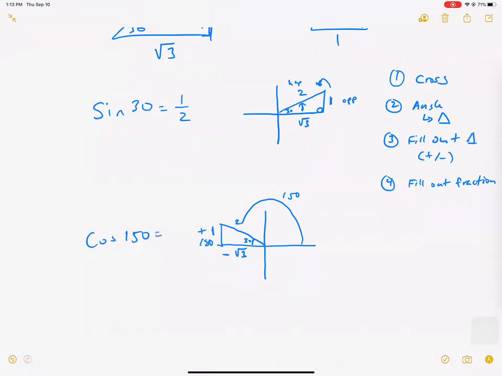Now that we have this, cosine is adjacent over hypotenuse. Looking at this drawing here, what's my adjacent and what's my opposite? Adjacent is square root of 3. Opposite, no, sorry, hypotenuse is 2. Did I copy square root of 3 correctly? Is that positive or negative? What is it supposed to be? Negative.